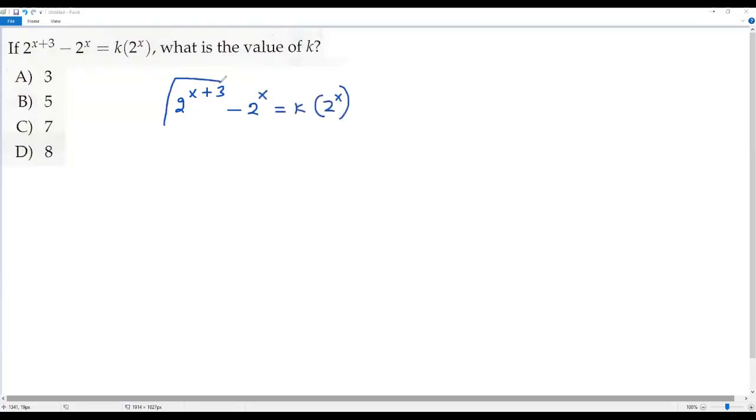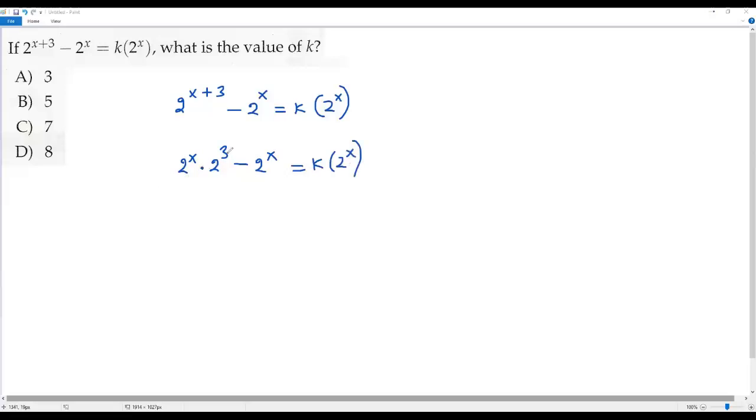So here in the first term on the left side of the equation, we have two values added in the exponent. Whenever two values are added in the exponent, we can take the base separately for each value and multiply them. That is 2 to the power x times 2 to the third power. Actually, this is the product rule of exponents. So 2 to the power x times 2 cubed, minus 2 to the power x, equals k times 2 to the power x.